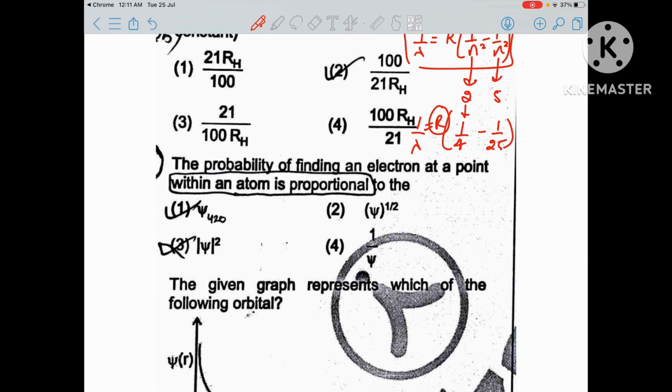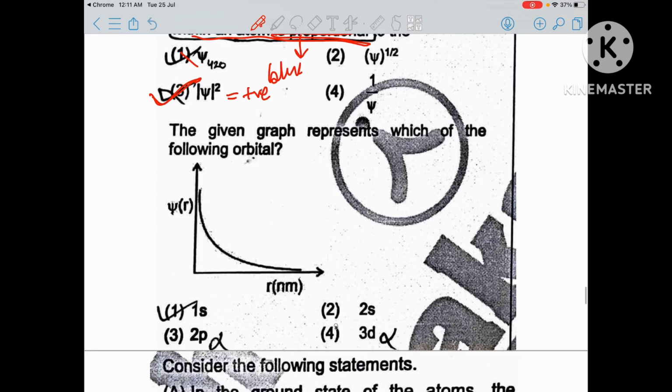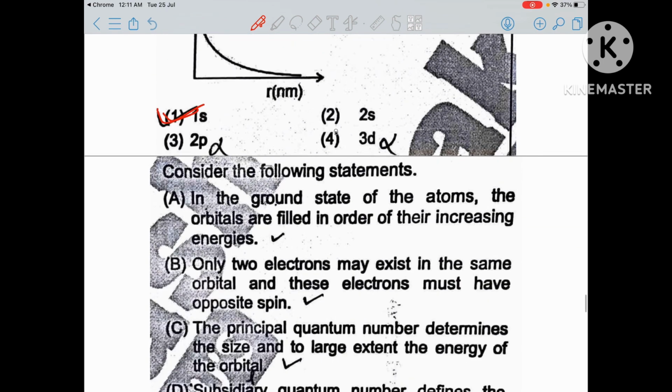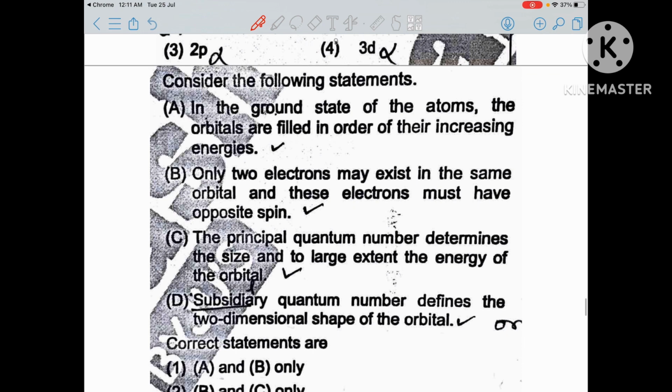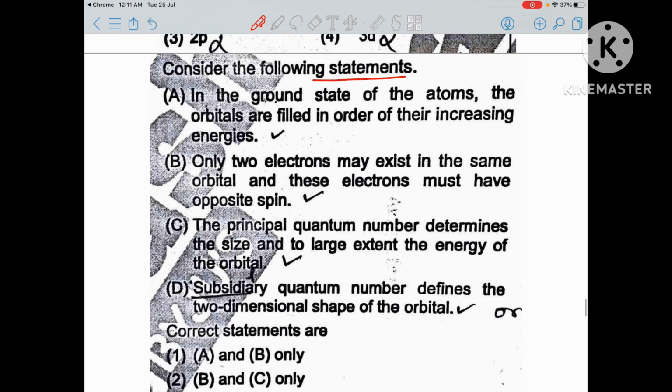Now, the probability of finding an electron at a point within an atom is proportional to, this is again a blue box question. The answer is psi square, which is always positive, right? Moving on, the given graph represents which of the following orbitals? NCERT graph question. See, this answer is 1s. You have to refer to the graph. Now see, consider the following statements, which is the correct statement. Very easy. If you know the tricks, you cannot even think how quickly you can solve this question.